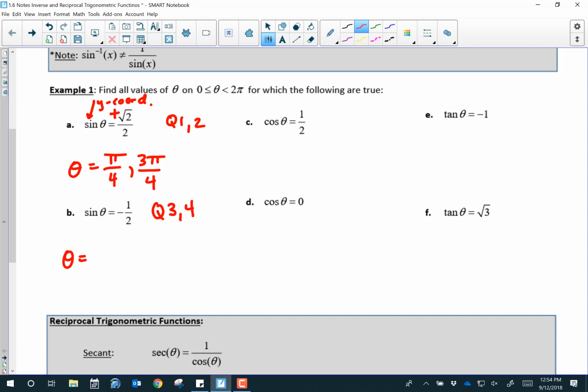Okay, all right. So now I kind of have my reference angle. Pi over 6 is not my answer, right? Because I want to look for -1/2. But I know pi over 6 is the reference angle. So then what in the pi over 6 family is quadrant 3 and quadrant 4? 7 pi over 6 and 11 pi over 6.